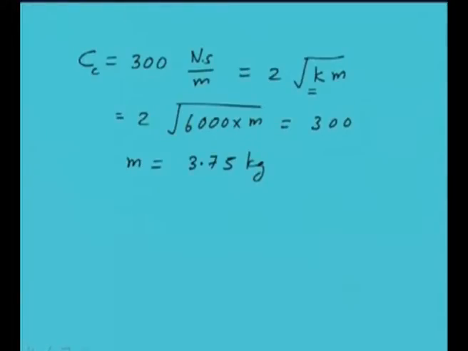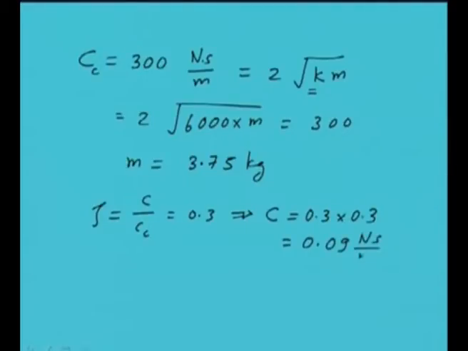Now once we know the mass, the damping ratio zeta we know, that is 0.3. From here the damping coefficient can be obtained, because we know the critical damping. The damping coefficient will be 0.09 Newton second per millimeter, or if you want to convert this into meters, Newton second per meter.